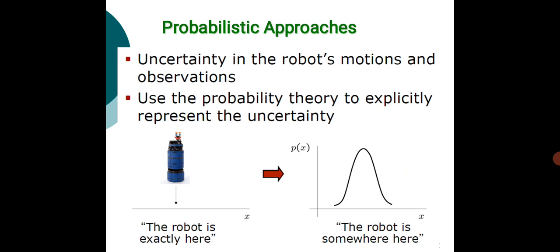There is uncertainty in the robot's motion and observation. Why do we go for probabilistic approaches? The reason is that the robot motion can be uncertain, and even the observation can be uncertain. So normally we go for probability theory to explicitly represent the uncertainty. You cannot say the robot is exactly here. So we go for a probability distribution like this, where you could say the robot is somewhere here.